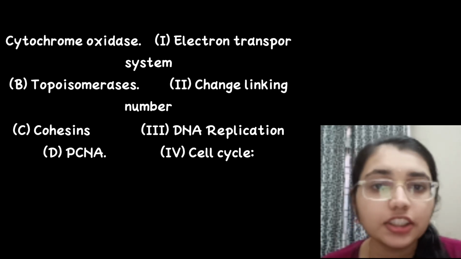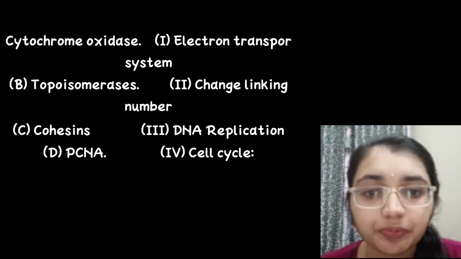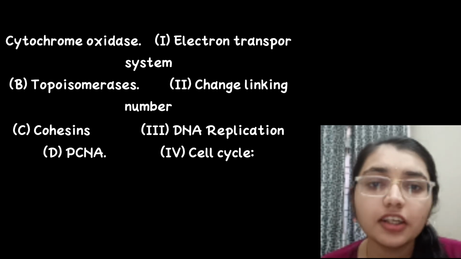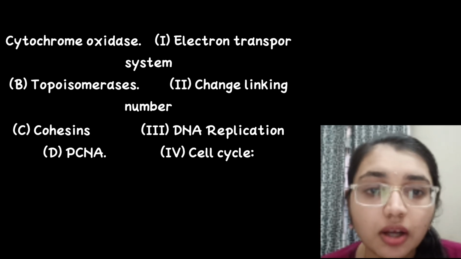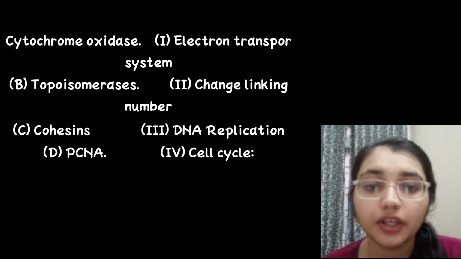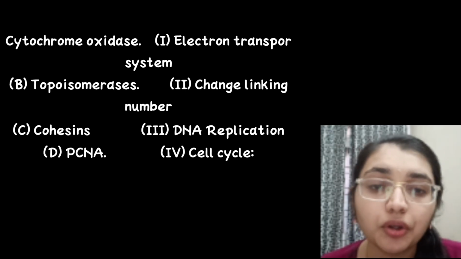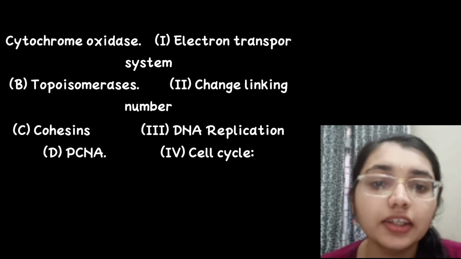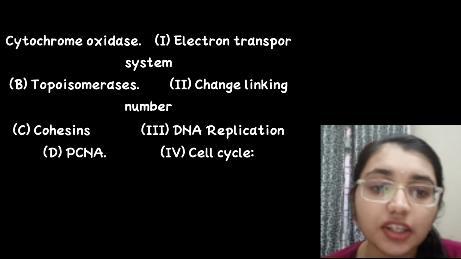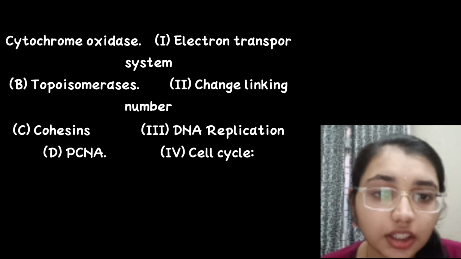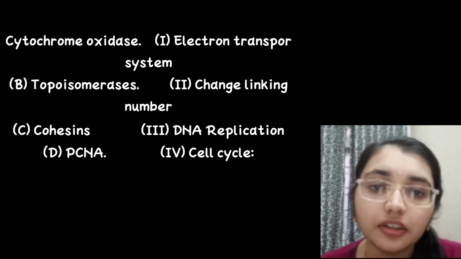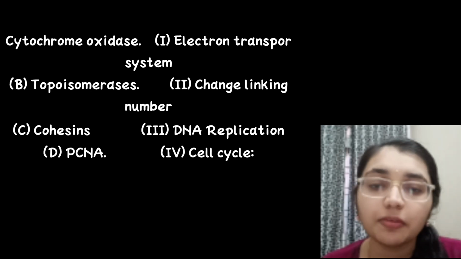like replication and transcription, whereas cohesin plays an important role in DNA replication by holding the sister chromatids together. And PCNA, proliferating cell nuclear antigen, is a protein that is associated with the cell cycle, in DNA synthesis and replication.